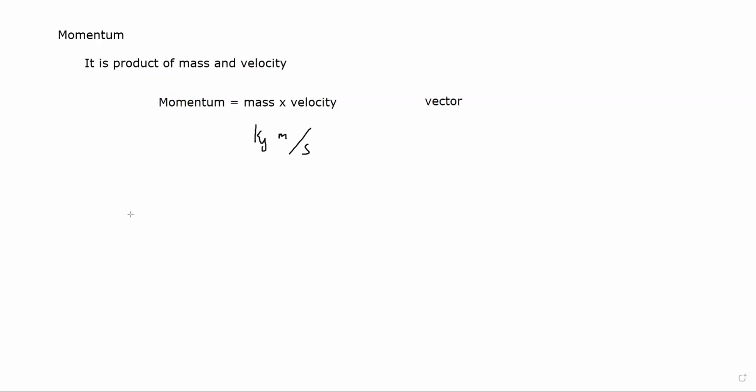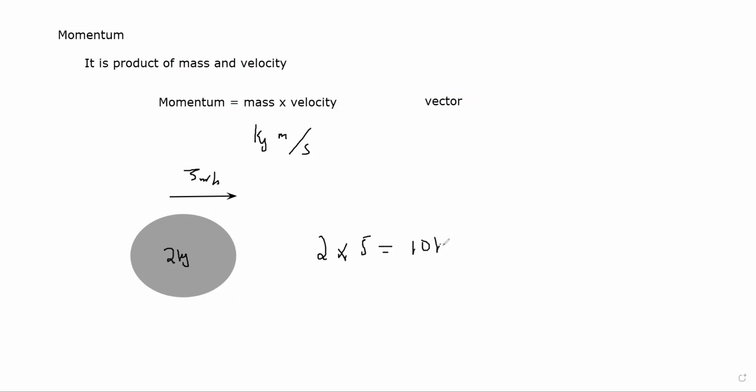So if an object of mass 2 kilogram is moving with a speed of 5 meter per second, we can find its momentum. How? The mass multiplied by velocity, so 2 multiplied by 5, that's equal to 10 kilogram meter per second. And the direction of the momentum will be the same as the direction of the motion, the direction in which the object is moving.